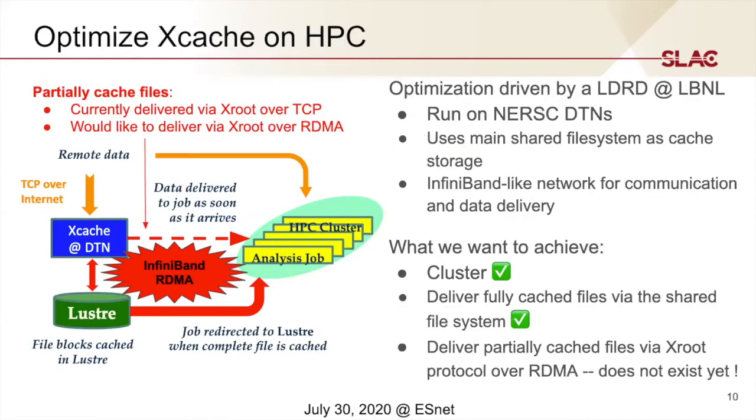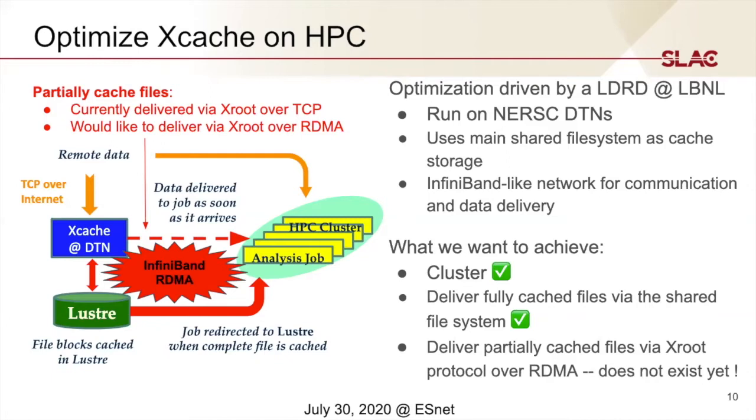Another optimization was Xcache on HPCs. This was driven by an LDRD project at LBNL, and we have actually run Xcache on the NERSC DTN since then. If you look at the plot on the left, from the cache point of view, here is the architecture of the HPC. You have HPC batch nodes, you have the Lustre file system, a huge Lustre file system, and you have DTNs. All of them are glued together by an InfiniBand-like fast link, which speaks RDMA.